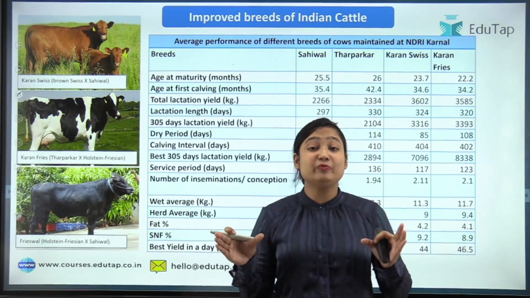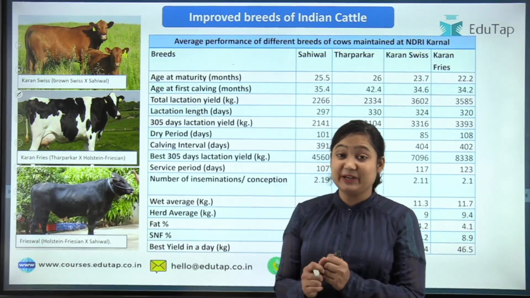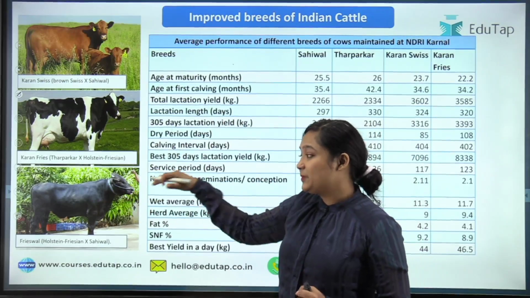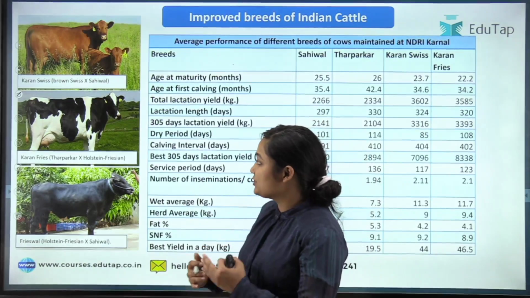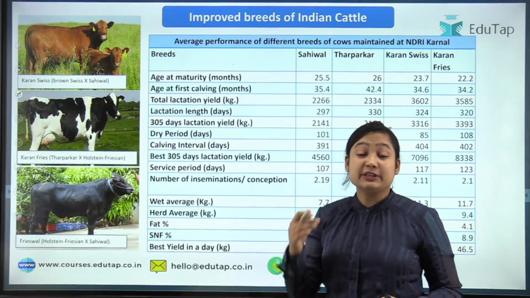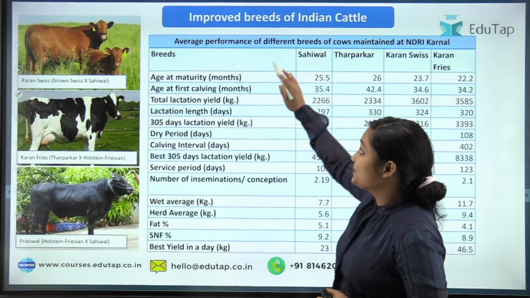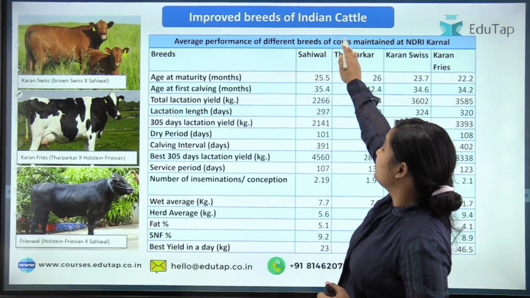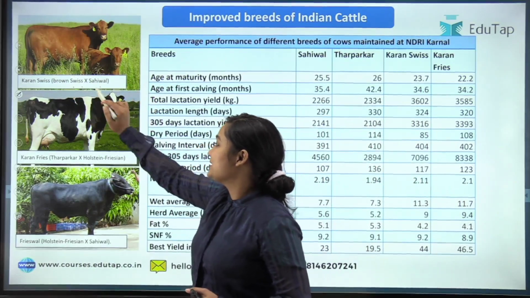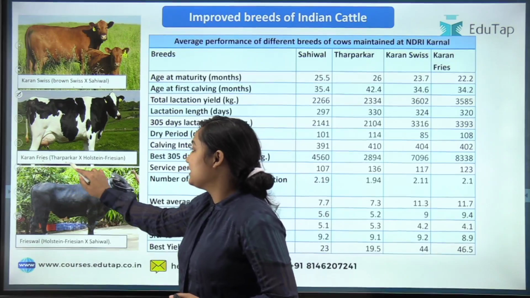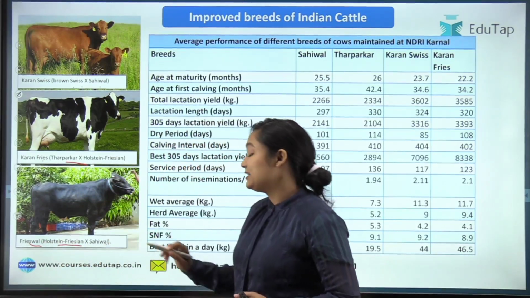So we need the good from both breeds. So what we do, we go for crossbreeding. It means a male from one breed and a female from another breed can be chosen, and their progeny will be called the crossbreed. So in a crossbreed we see properties of both their mother and father, so that's why crossbreeding is done, and these are called improved breeds of Indian cattle. As you can see, Karan Swiss is there, that is the cross between Brown Swiss and Sahiwal. Then Karan Fries is there, Tharparkar and Holstein Friesian, and Frieswal, Holstein Friesian and Sahiwal is there.